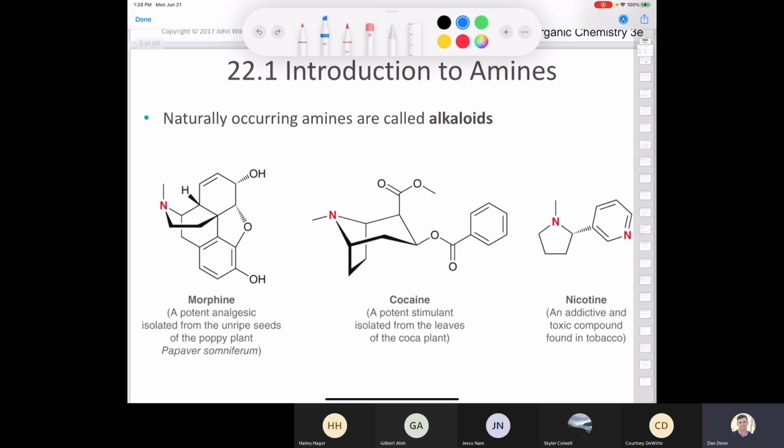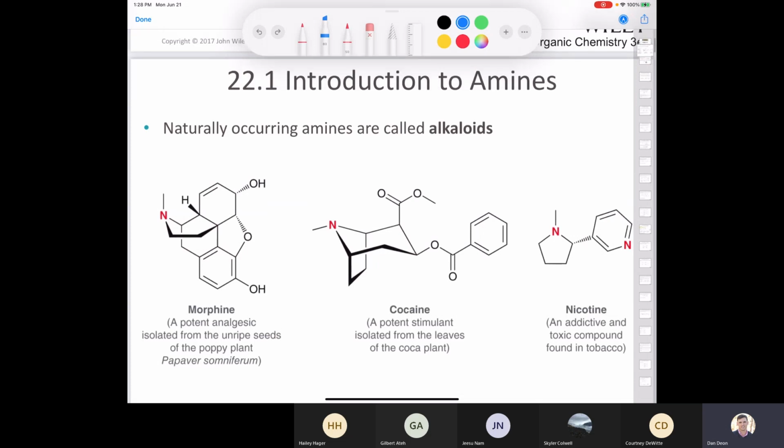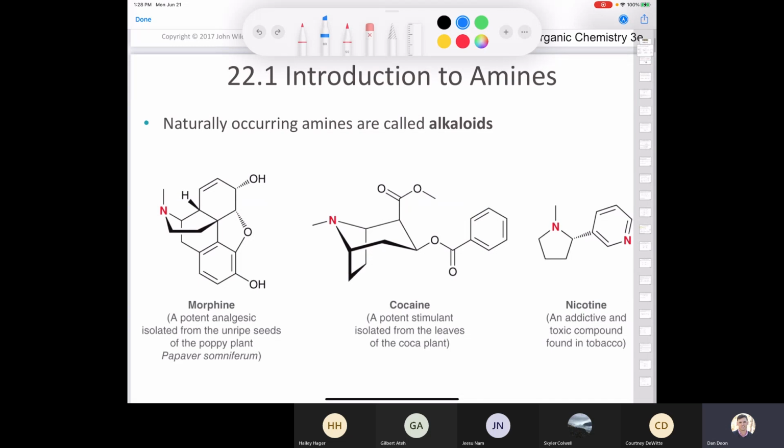Okay, and then you have nicotine, which is a really addictive compound that's found in tobacco. This is one of the reasons why people have a hard time letting go of cigarettes, because of the nicotine that is found in them. We look at nicotine, and it's got a 5-membered ring with a nitrogen in it, and it's got a pyridine here. It doesn't look like a very complicated compound, but it's a very highly addictive compound.